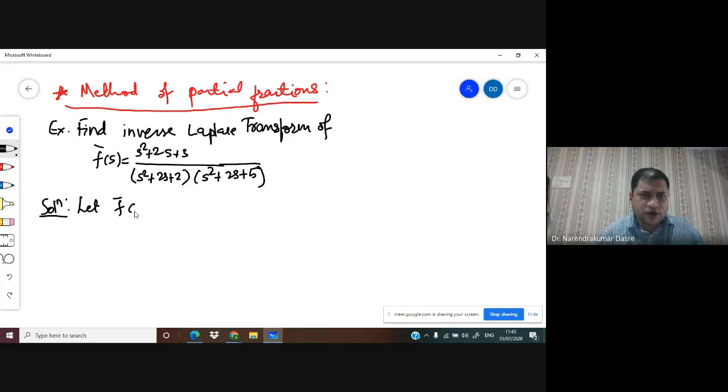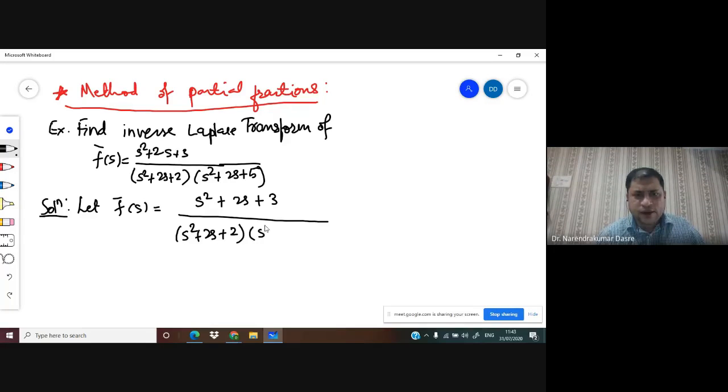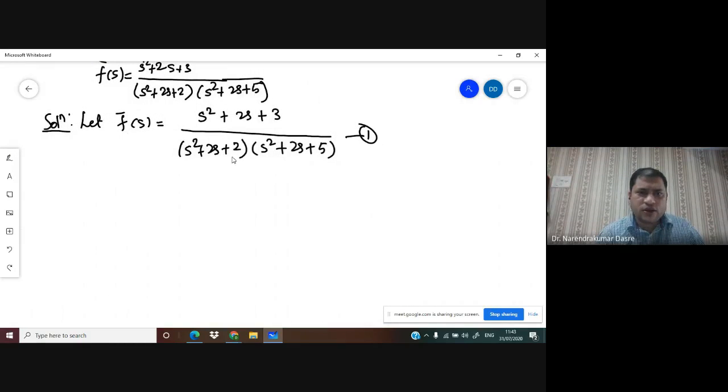Let f bar of s be given to you: s square plus 2s plus 3 upon s square plus 2s plus 2 and s square plus 2s plus 5. Call this equation 1. Clearly we have two quadratic factors. This is a quadratic factor, this is a quadratic factor. We cannot factorize these in reals and hence we go for partial fractions.